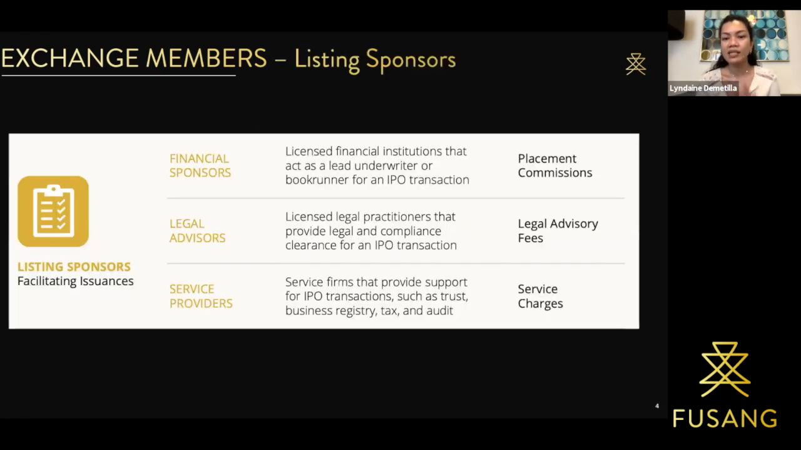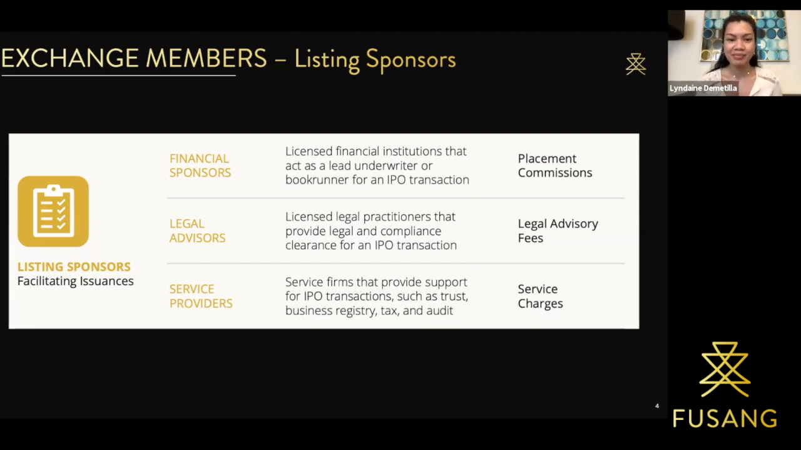Perfect. So listing sponsor examples, we have financial sponsors. These are licensed financial institutions that act as lead underwriter or book runner for an IPO transaction. Next are legal advisors. These are licensed legal practitioners that provide legal and compliance clearance for an IPO transaction. And third, service providers. Service firms that provide support for IPO transactions such as trust, business registry, tax, and audit.